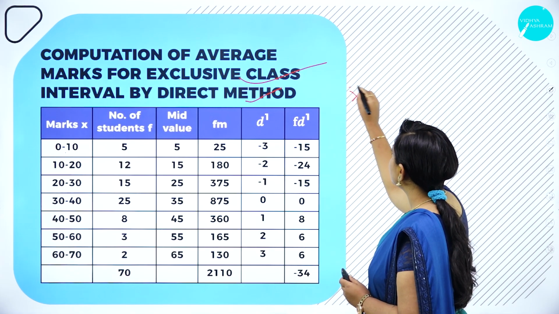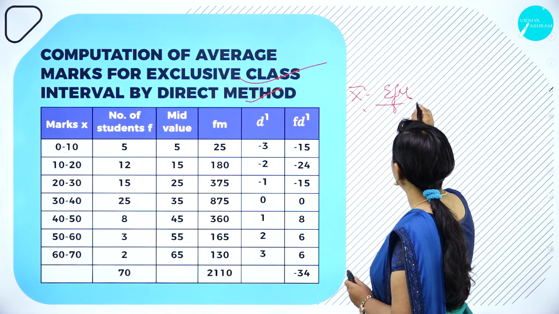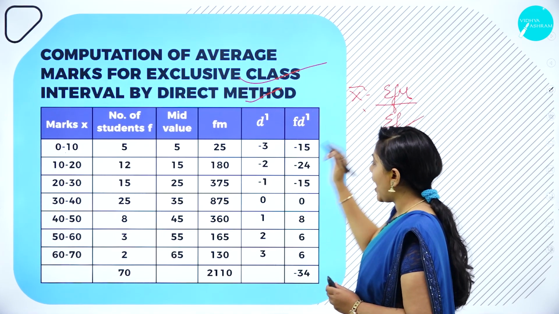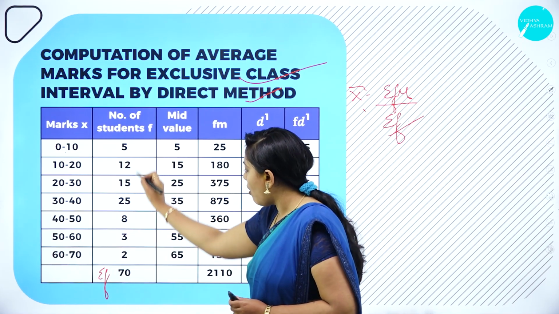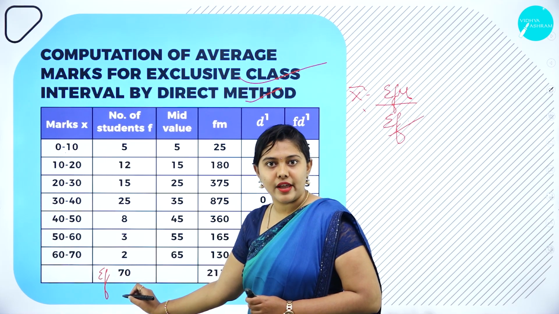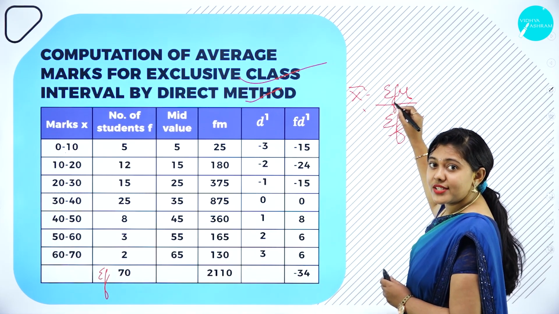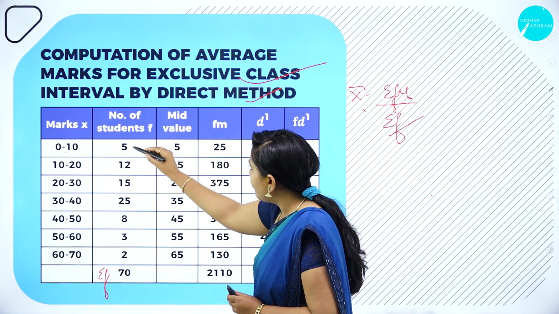So x bar is equal to sigma fm divided by sigma f. First let us find sigma f. Sigma f is how much? If you add all the numbers, you get 70. So sigma f is known to us. Now let us find sigma fm. So fm is f into m.